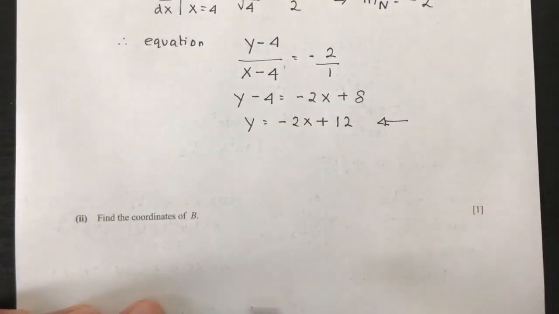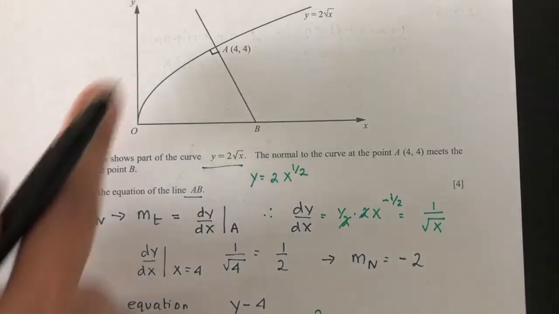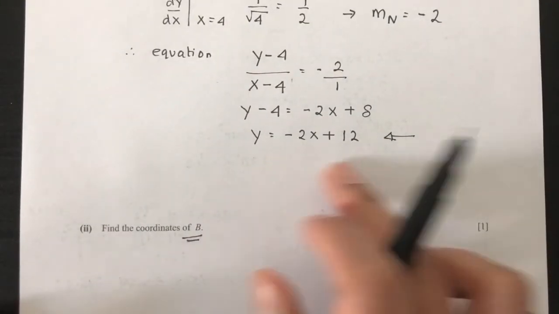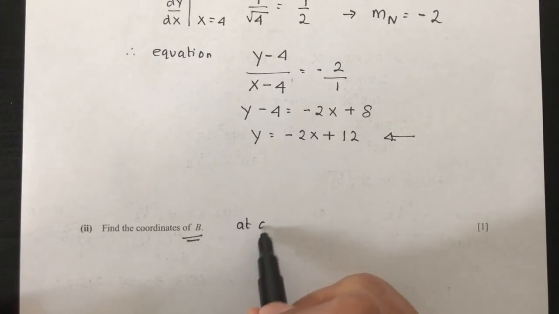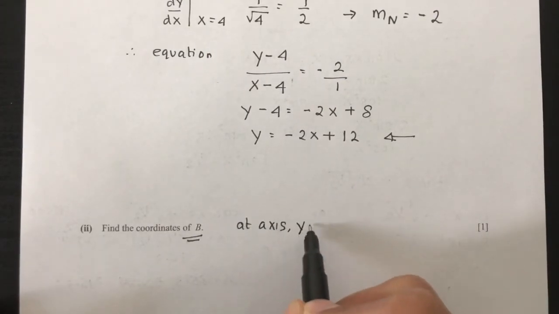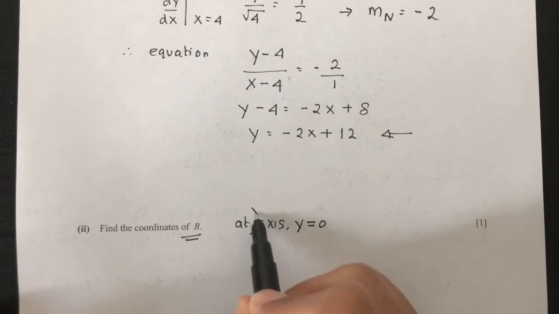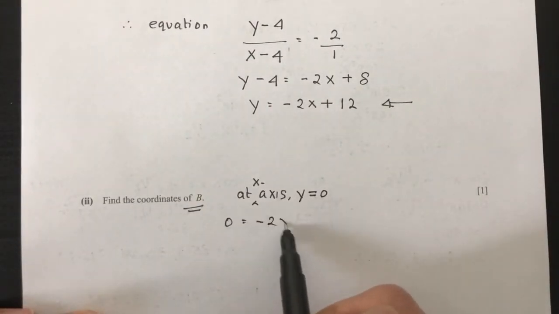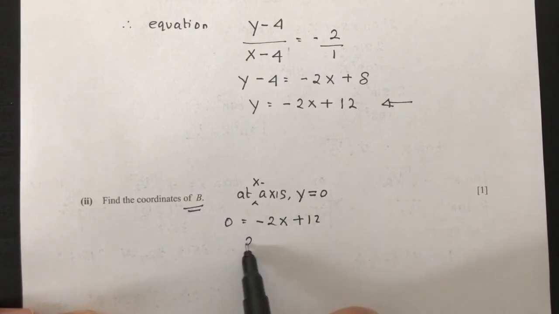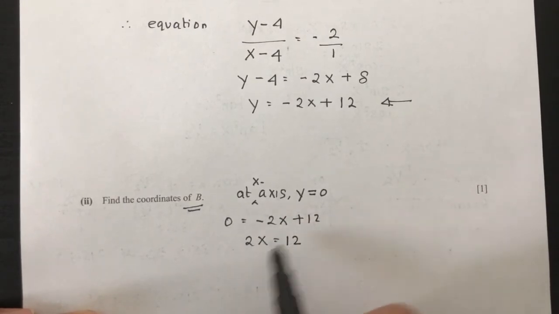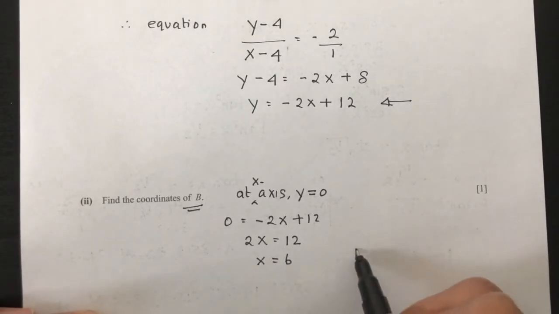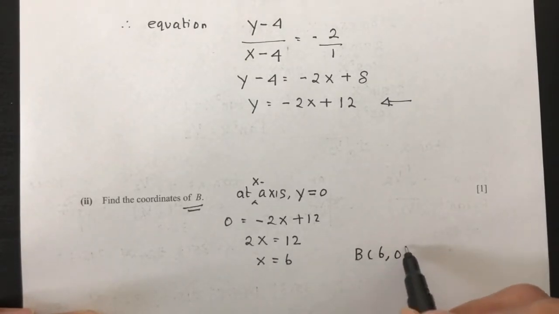Now for part B, find the coordinates of B. So where are the coordinates of B? As you can see, it is where the line meets the x-axis. So we have the equation already. As you guys know, at the x-axis, the value of y has to be 0. Replace, you will have 0 is equal to minus 2x plus 12. So 2x will be 12, x will be 6. So the point B is (6, 0).